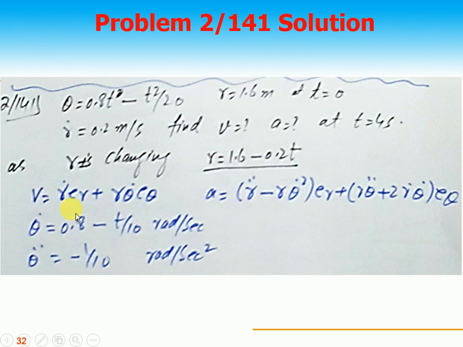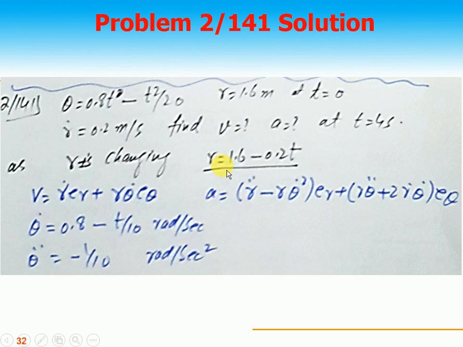So what is v? v is equal to r dot e_r plus r theta dot e_theta, and similarly the acceleration: r double dot minus r theta dot squared is the radial component, r theta double dot plus 2 r dot theta dot is the theta component. So take the first derivative of theta, which is 0.8 minus t by 10, and theta double dot is minus 1 by 10 radian per second squared.